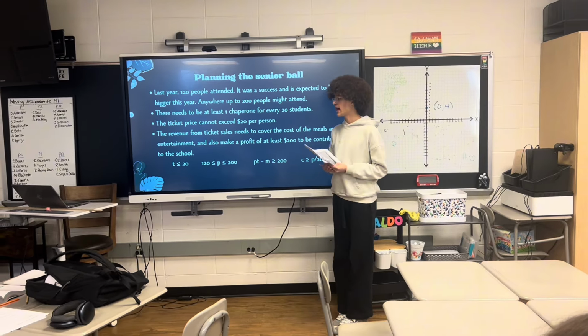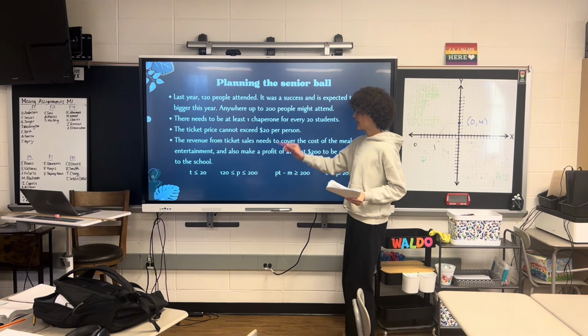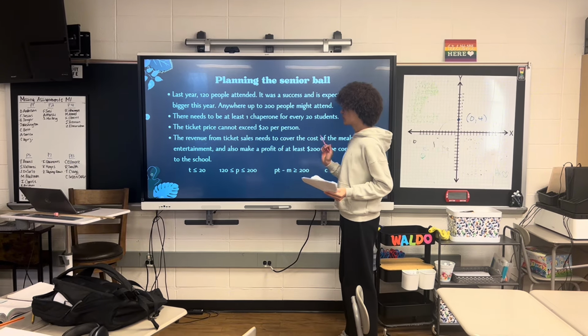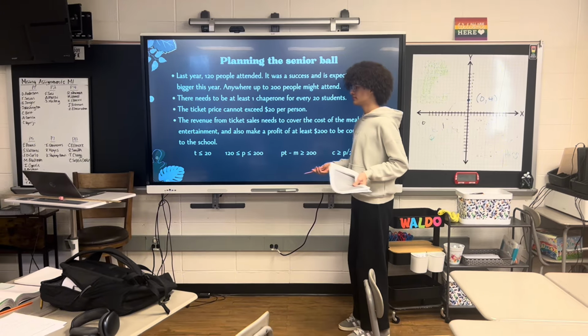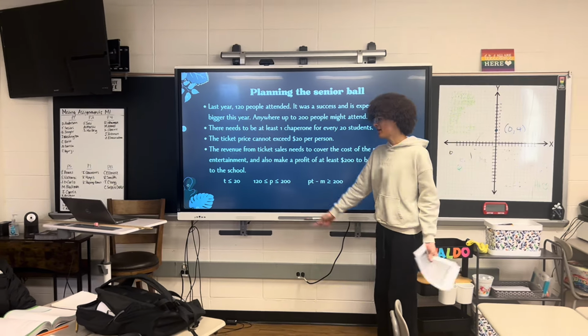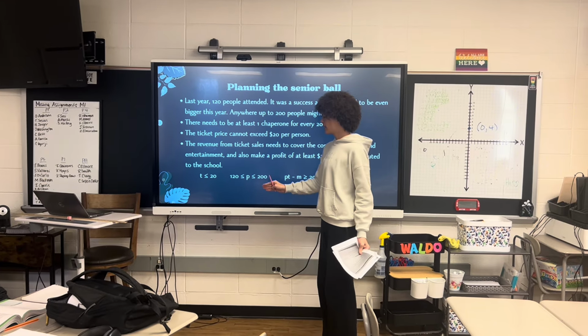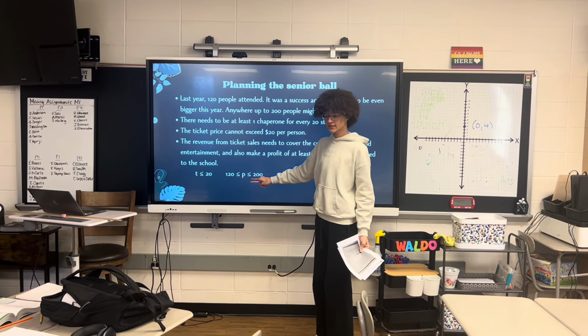So, for this first bullet point, it says, last year 120 people attended. It was a success and is expected to be even bigger this year. Anywhere up to 200 people might attend. So what I would do first is look for any of these inequalities that has 120 and 200 in them. And obviously, one of them has both of them. So you know that this is your inequality that matches with that.